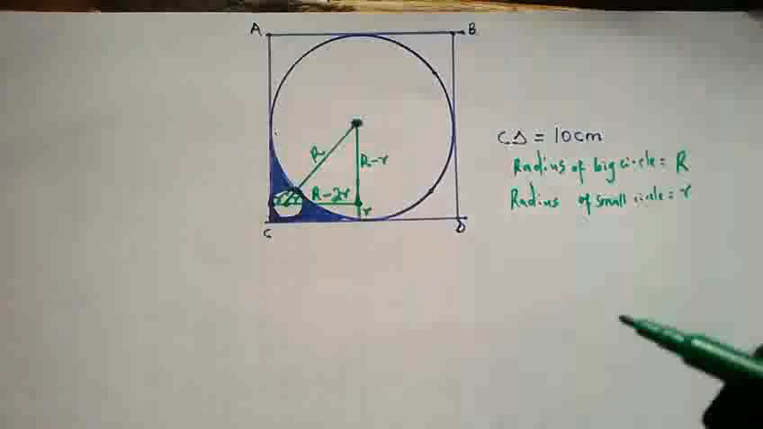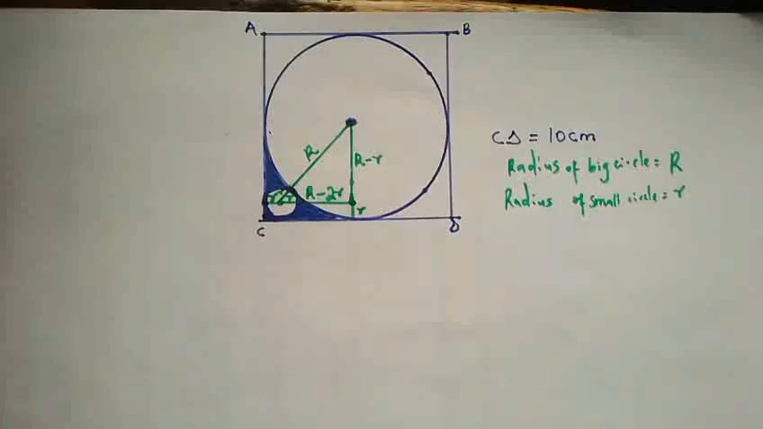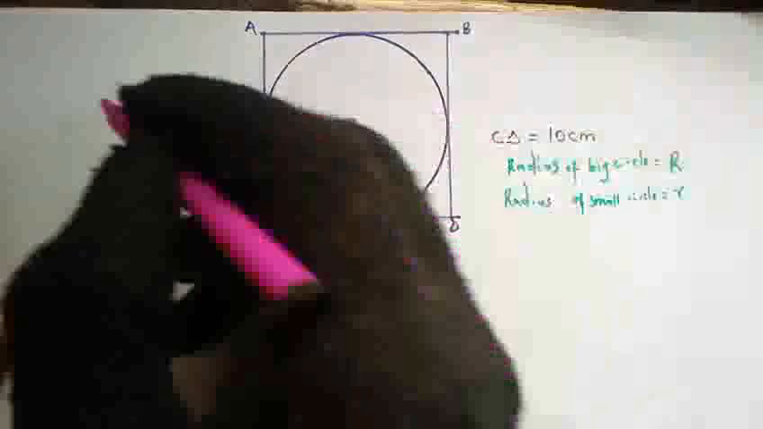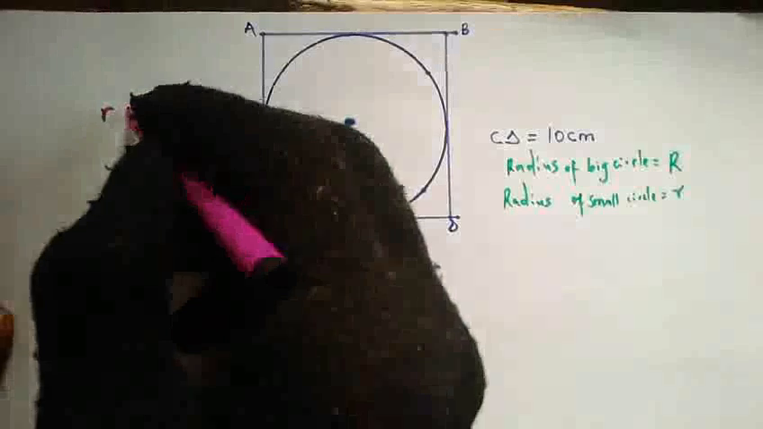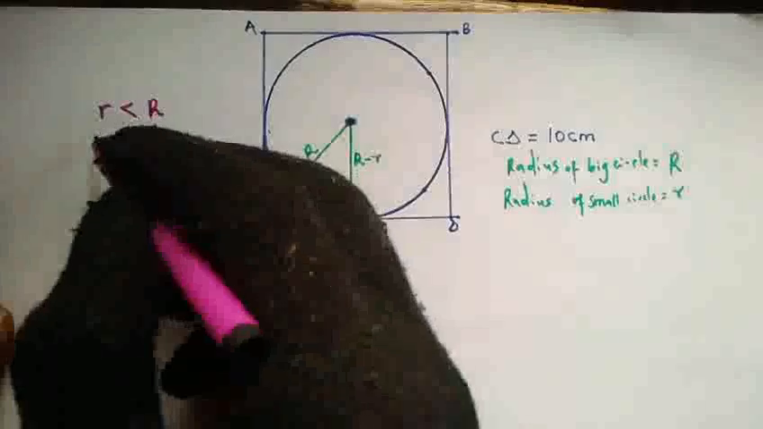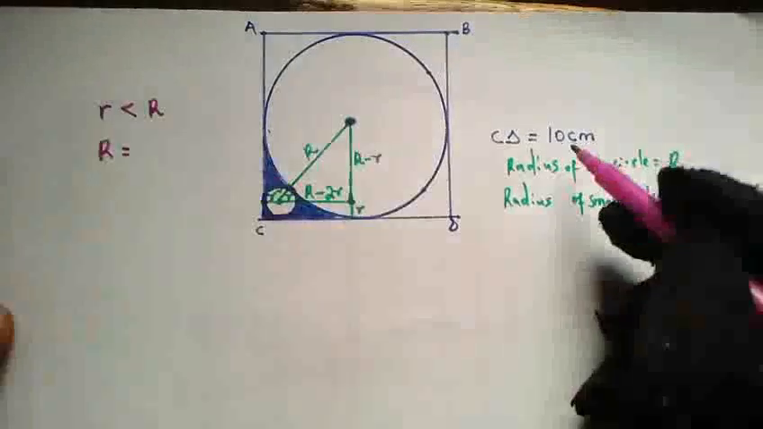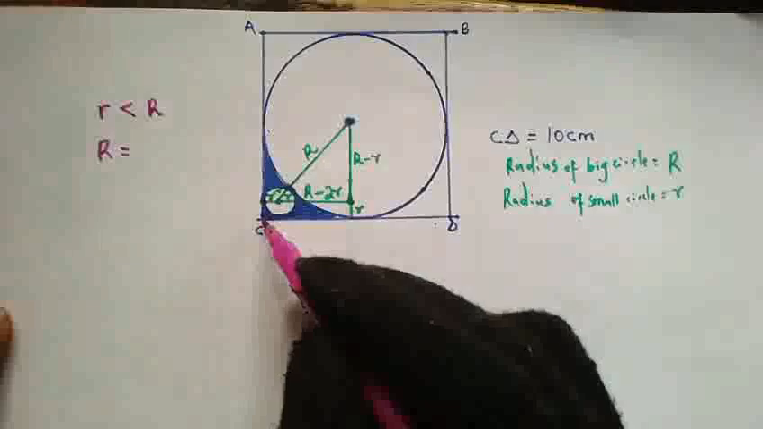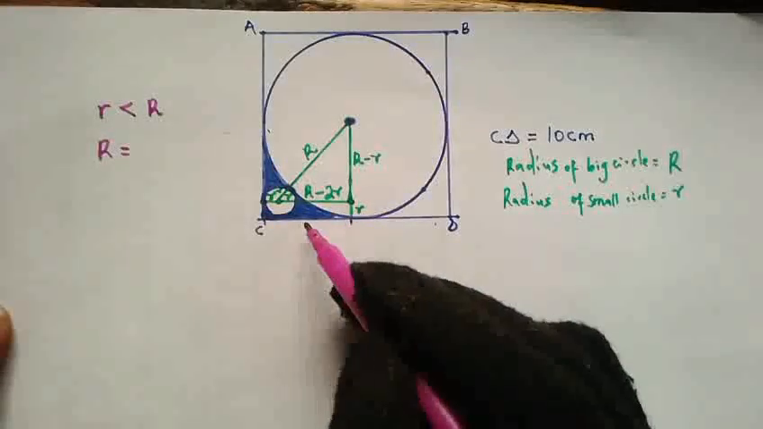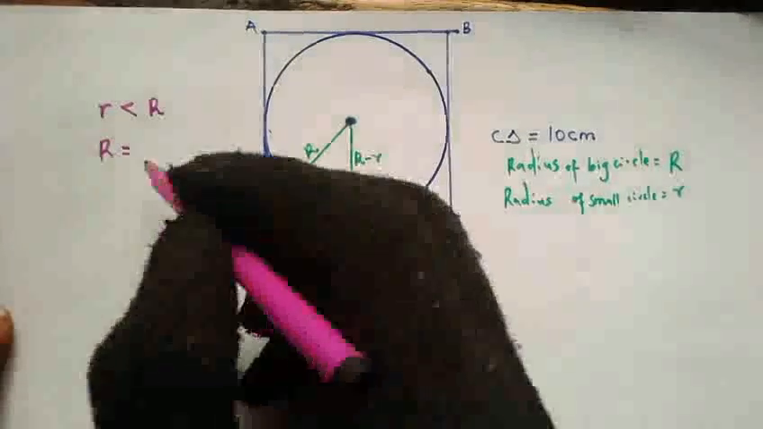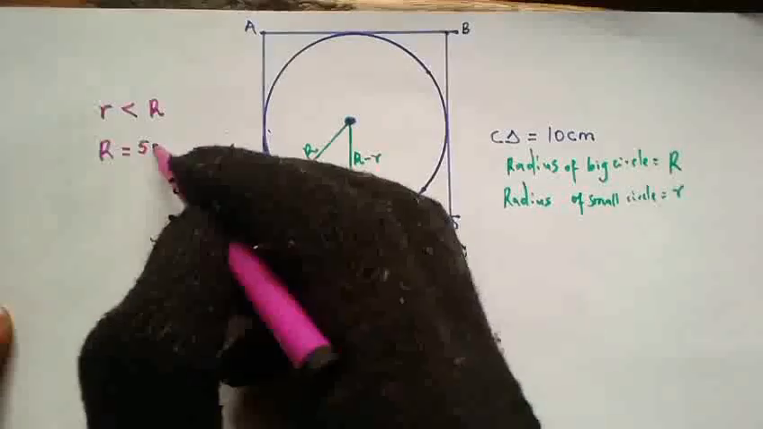But take note that our small radius must be less than the big radius. And the big radius equals half of CD. Remember that CD is 10 cm. So from here to this point is 5, and here to here is 5. So the big radius is 5 cm.